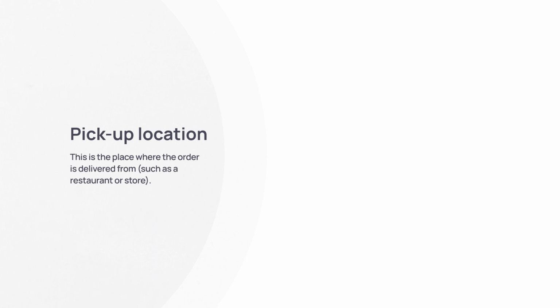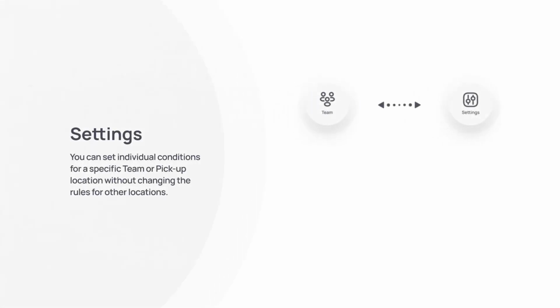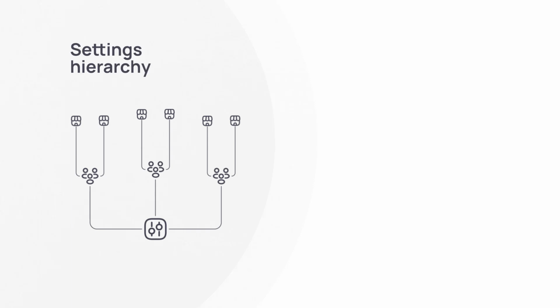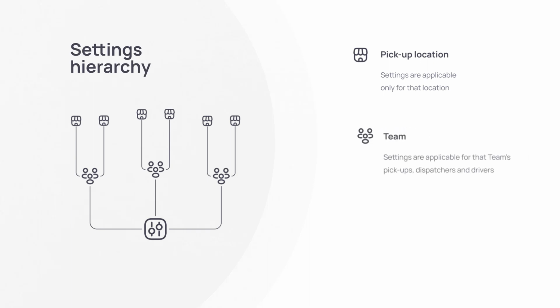Pickup location: this is the place where the order is delivered from, such as a restaurant or store. You can set individual conditions for a specific team or pickup location without changing the rules for other locations. These settings exist as a hierarchy. Pickup location: settings are applicable only for that location. Team: settings are applicable for that team's pickups, dispatchers and drivers. Global settings: applicable to the whole system and all users. Pickup location settings have priority over team settings, and team settings have priority over global settings.